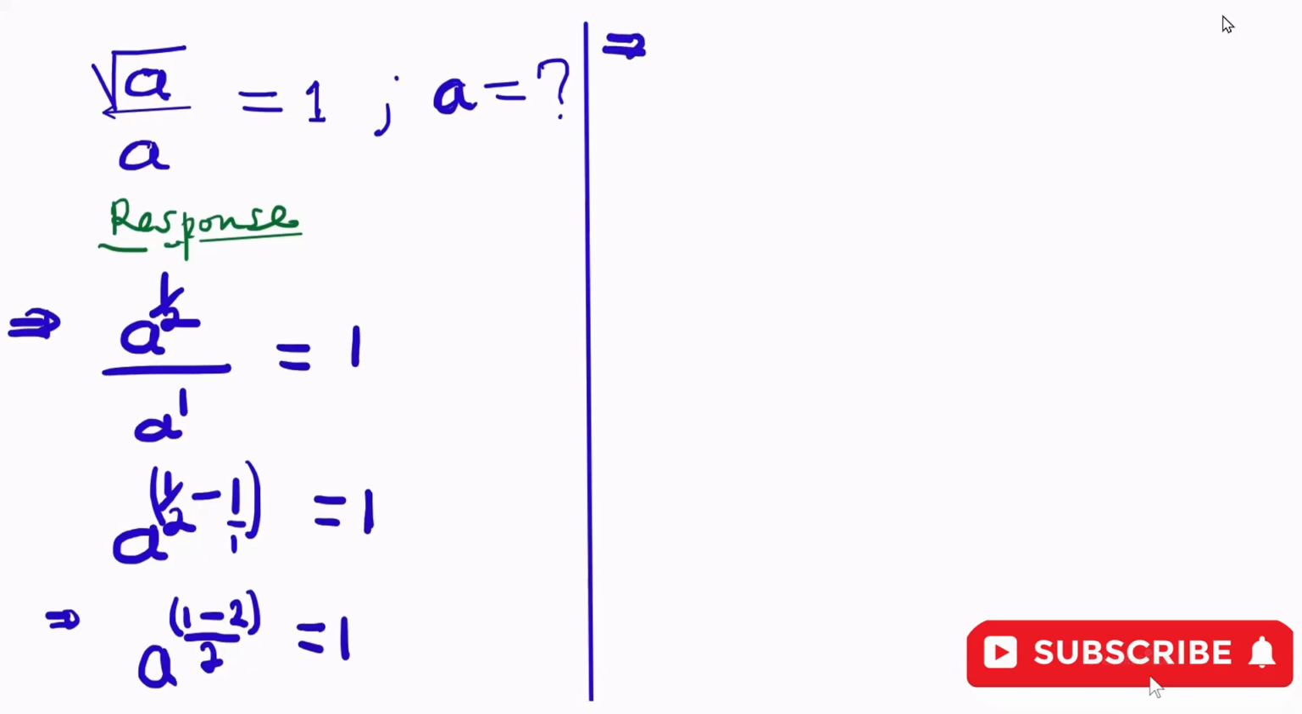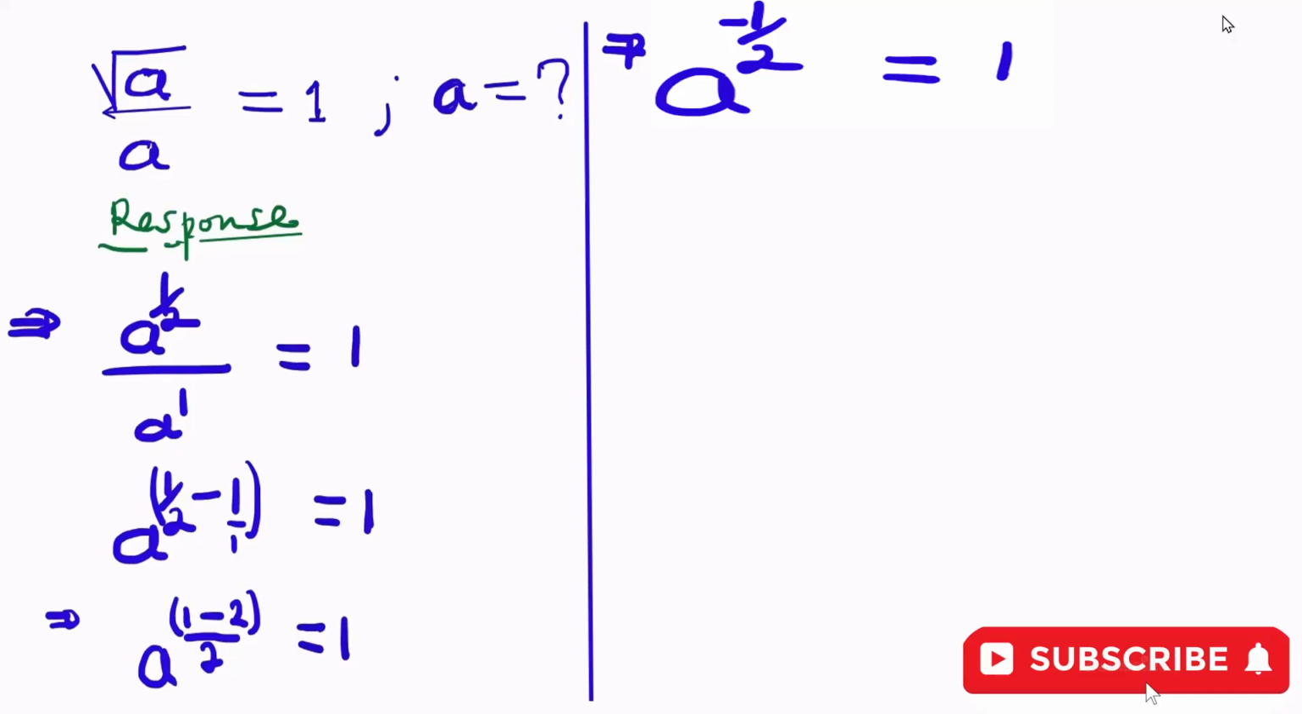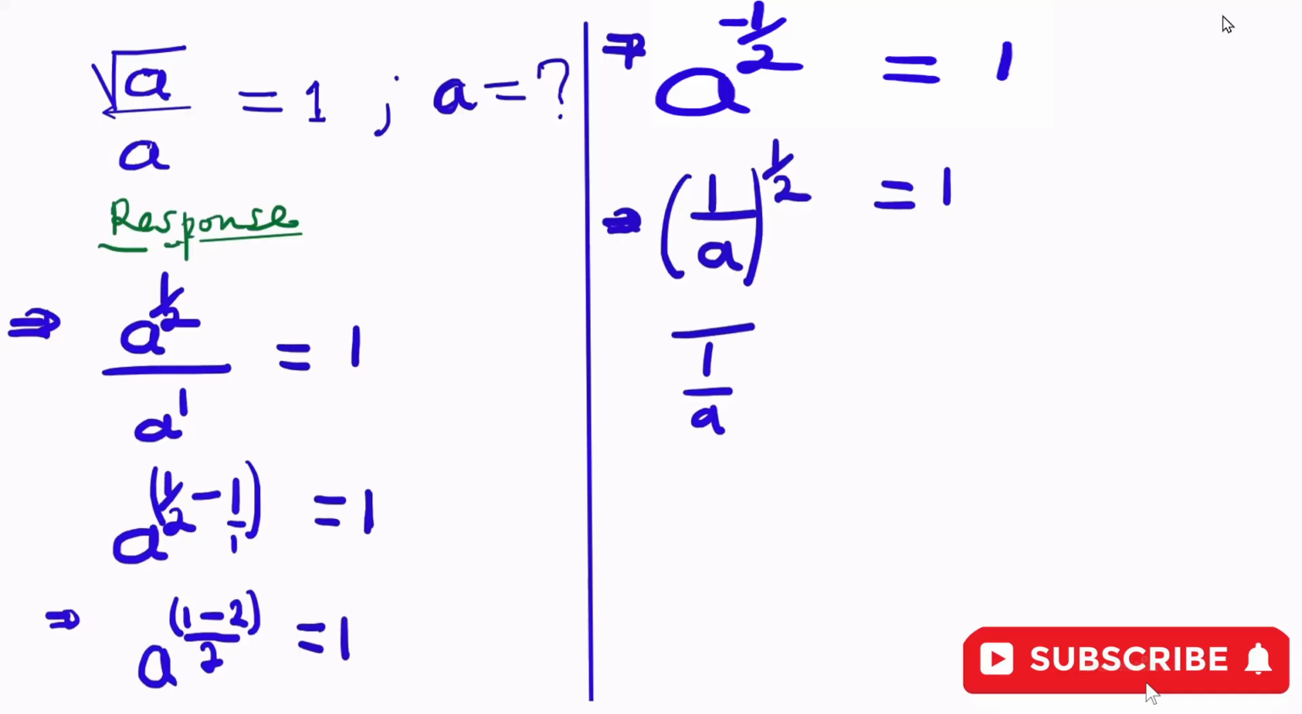We see that this is the same as having A as the base raised to power negative a half equals 1. So from here, since the power is negative, the base drops, such that we have 1 divided by A raised to power a half equals 1. Then this is the same as having 1 divided by the square root of A equaling 1.